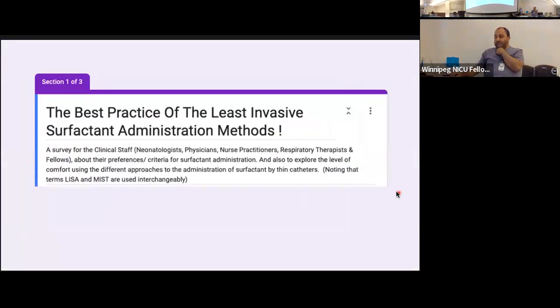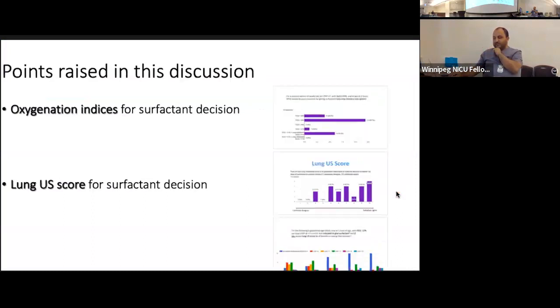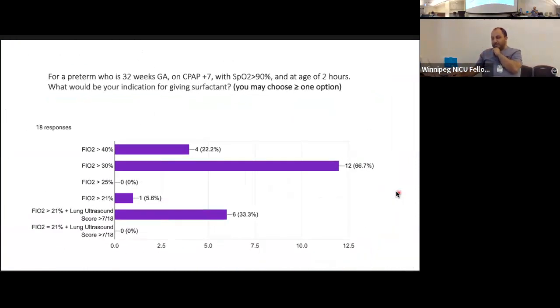The survey results, briefly: I would present here the oxygenation discussion and the lung ultrasound scoring discussion. Oxygenation: in a scenario with a not so extreme preterm infant on CPAP +7, saturation is maintained. Which FiO2 is the threshold? Two thirds of us relied on above 30%. And there's a good number who still consider 40% as the threshold for 32 weeks.